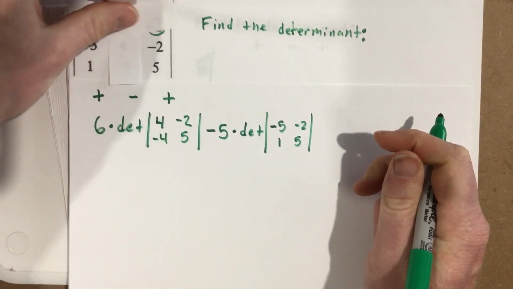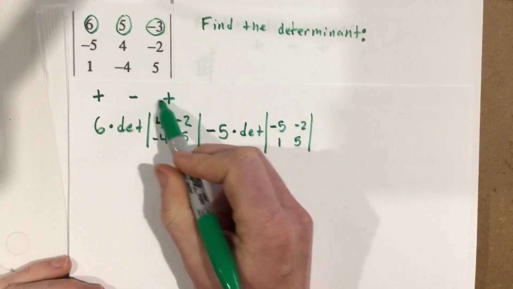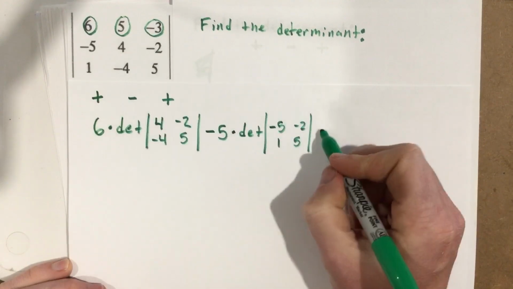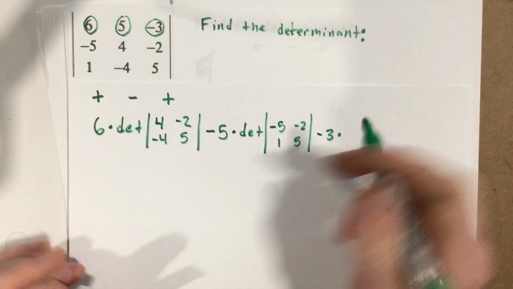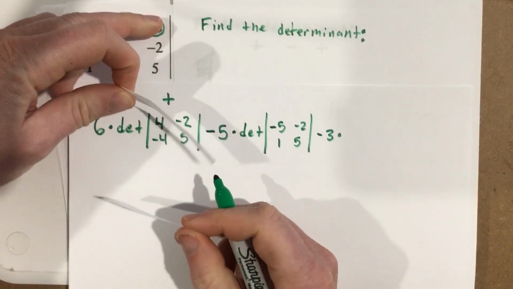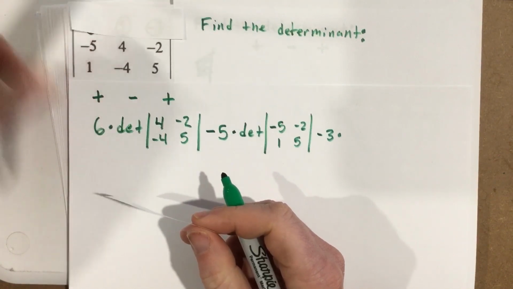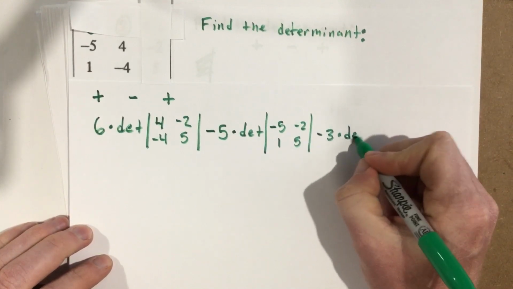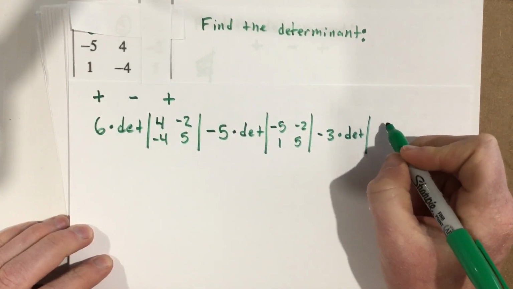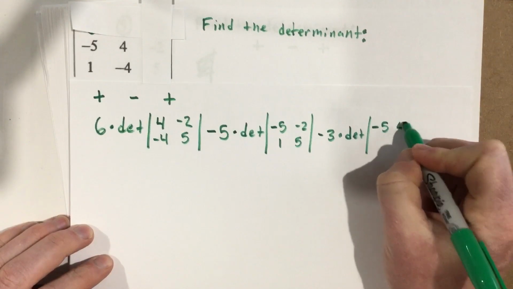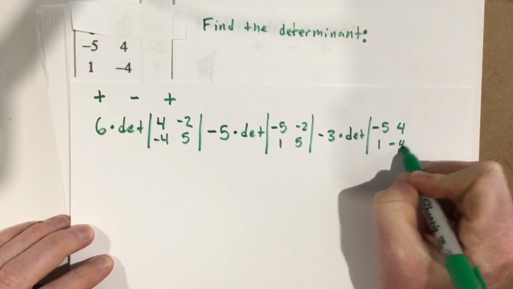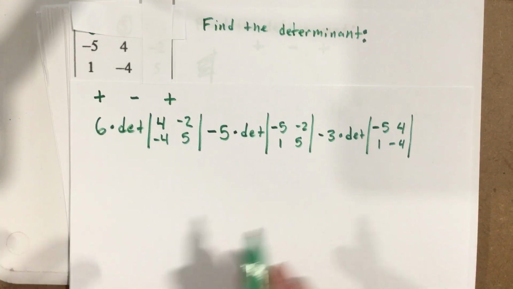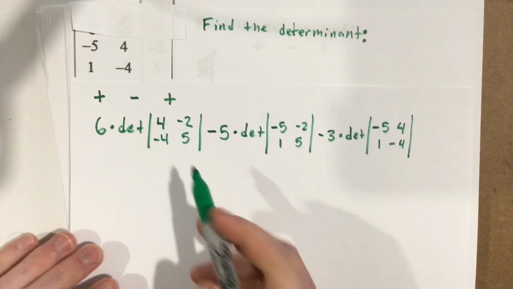And then we're going to go to the third part, and again the plus sign just tells us to leave the sign. In this case it's a negative sign, so we're just going to leave it. So it's -3 times its determinant. This is the third column and first row, and we're going to do times the determinant of -5, 4, and 1, -4. Now once we have this written out, it's actually pretty straightforward to find this determinant.